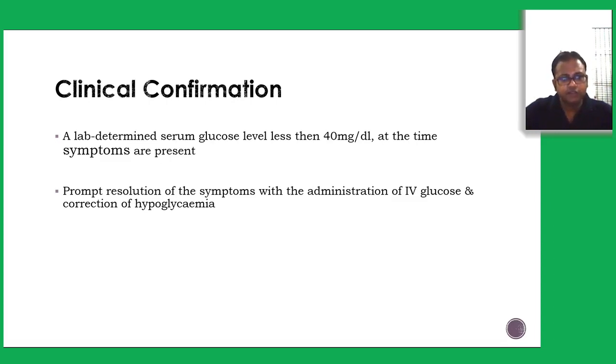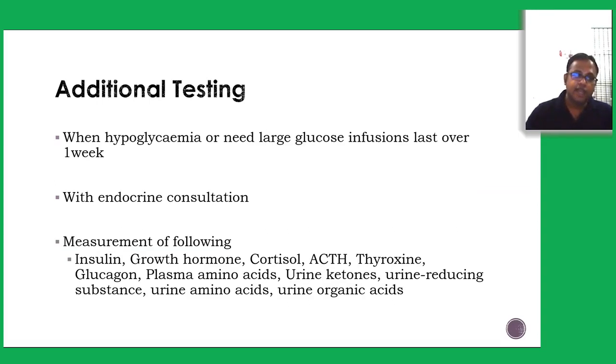And clinical confirmation. So a lab-determined serum glucose level less than 40 with symptoms will confirm hypoglycemia. And as we discussed in Whipple's triad, there should be prompt resolution of symptoms after administration of IV glucose. Right. So if it doesn't correct the problem, or if the child doesn't become well, then we have to think about other causes for those signs and symptoms. So what is the additional testing on these children?